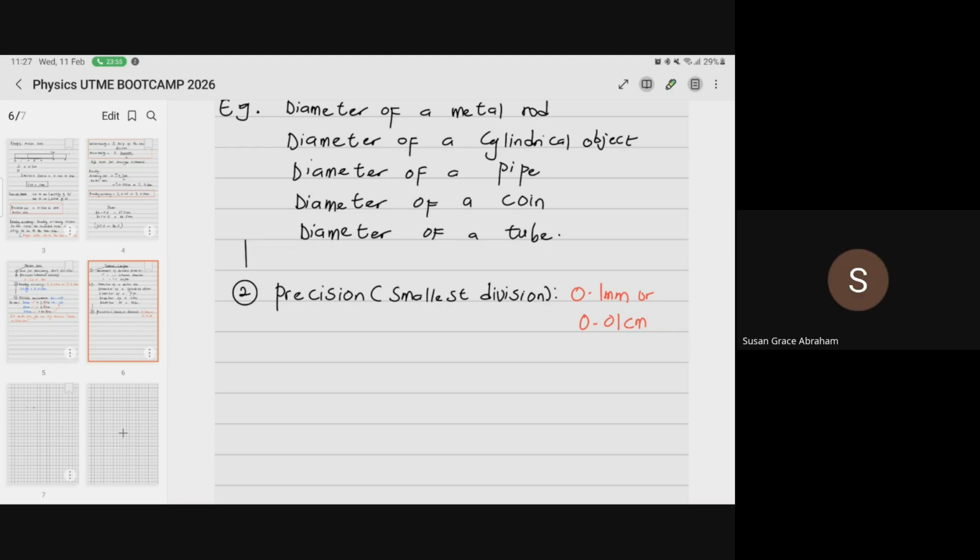2.24 centimeter. I didn't hear you. 2.24 centimeter. 2 point what? Type on the chat, please. Type on the chat so I can see what you're saying. Nothing is on the chat.